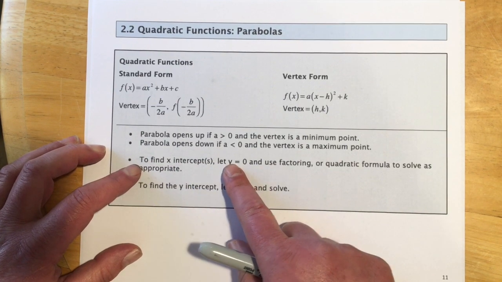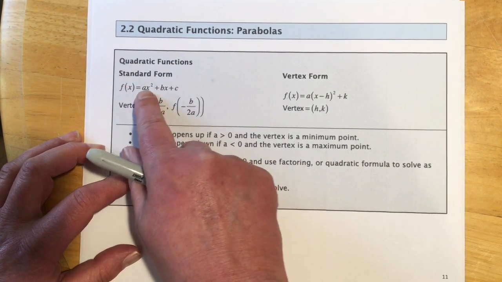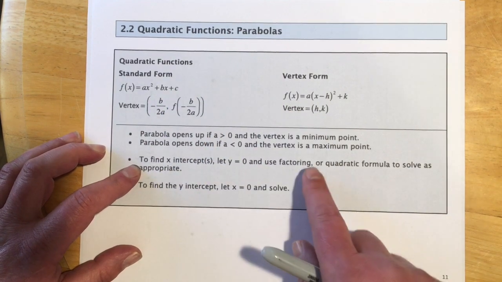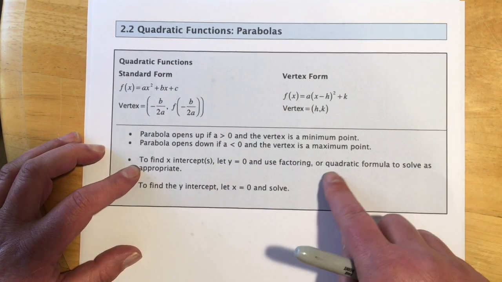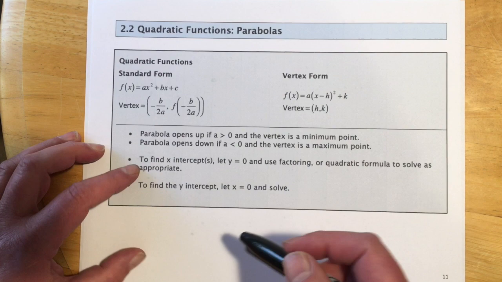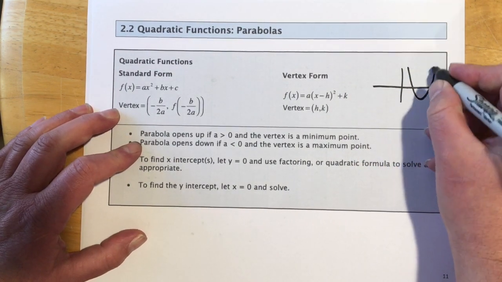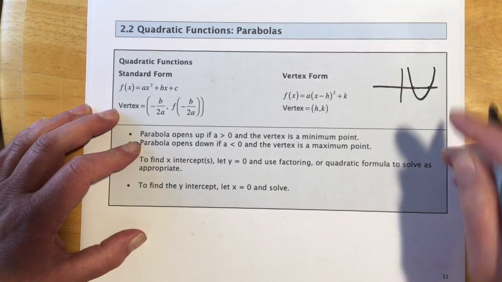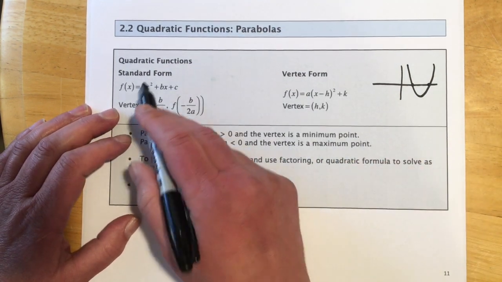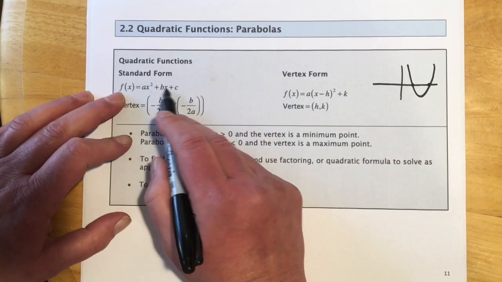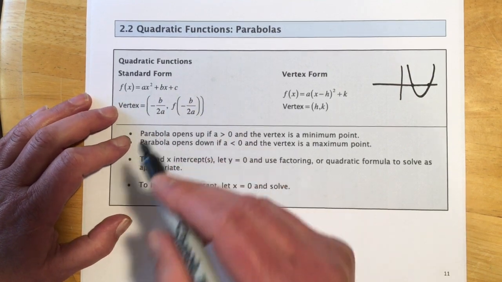We let y equal 0, which is 0 equals ax squared plus bx plus c. And then if we can factor, we do that. If we can't, then we use the quadratic formula. What that ends up doing is giving us the places where the quadratic is crossing the x-axis. Coming back up here to standard form, that's the one we looked at in the last section.